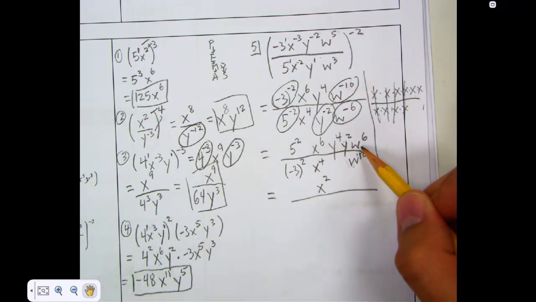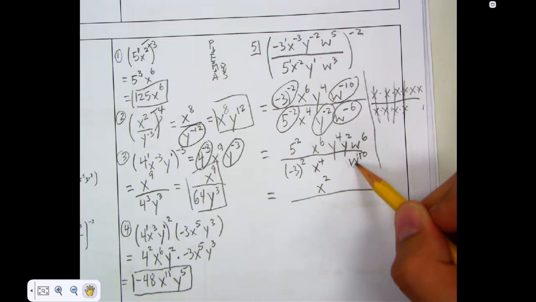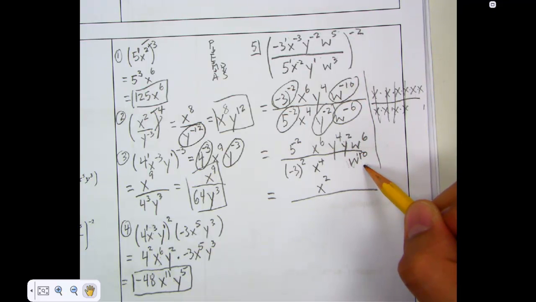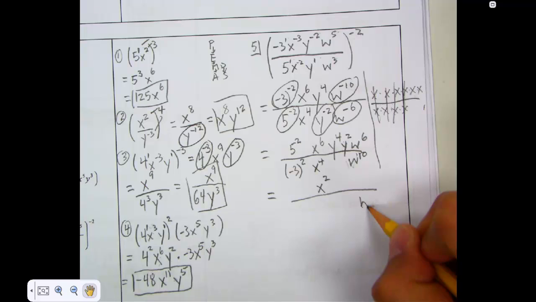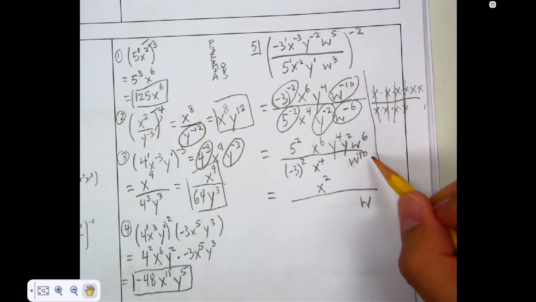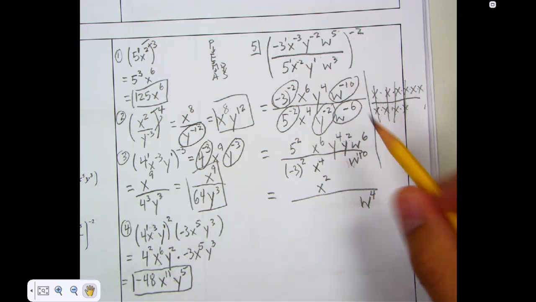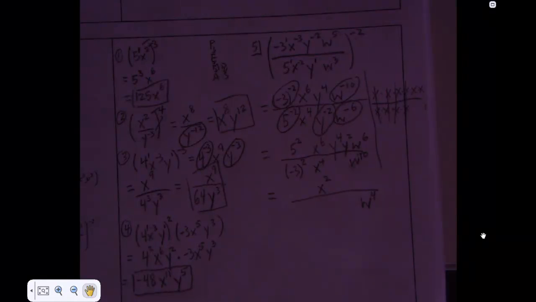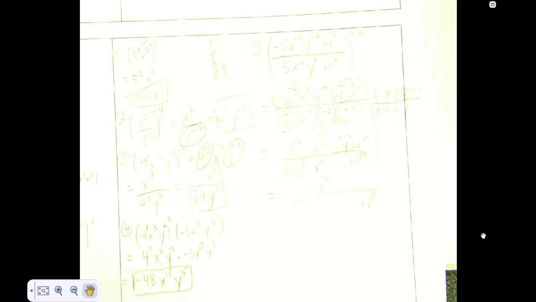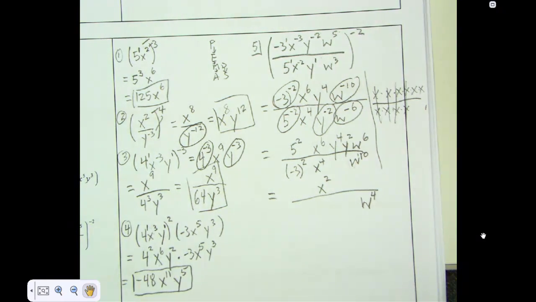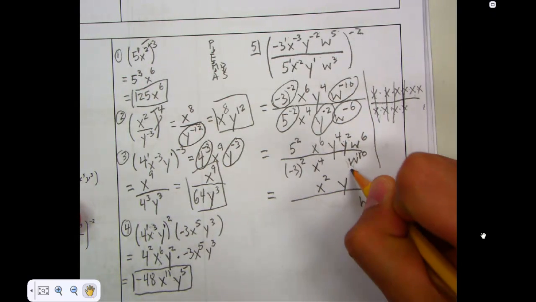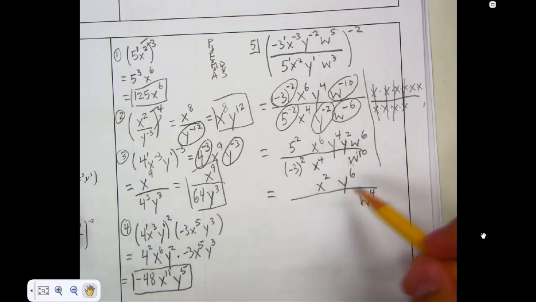W's, which one has more? W to the 6 or W to the 10? The one on the bottom has more, so I'm going to put W on bottom. And subtract the exponents. 10 minus 6 is 4. Y to the 4th times y squared is y to the 6th. You add the exponents. So we're done with all the letters.